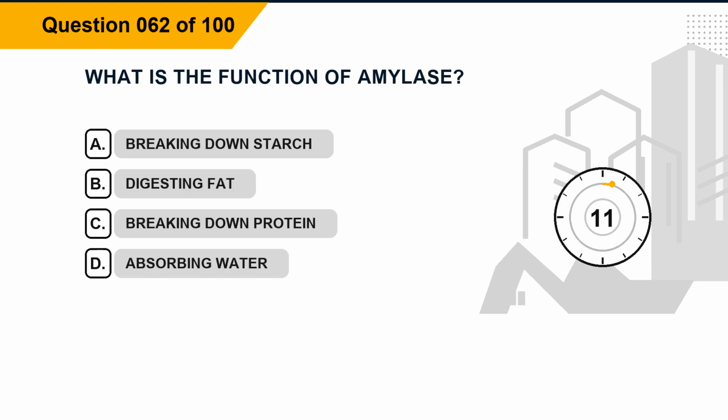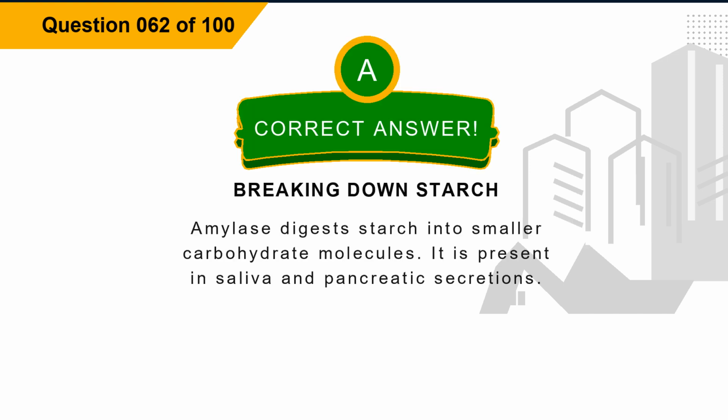Question 62. What is the function of amylase? Option A. Breaking down starch. Option B. Digesting fat. Option C. Breaking down protein. Option D. Absorbing water. The correct answer is option A. Breaking down starch. Explanation. Amylase digests starch into smaller carbohydrate molecules. It is present in saliva and pancreatic secretions.